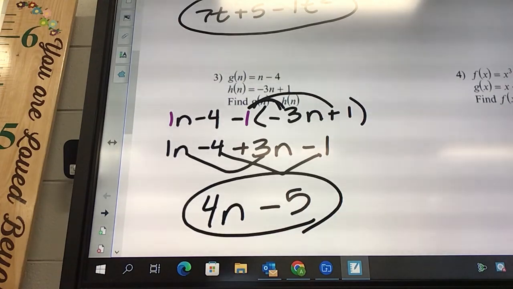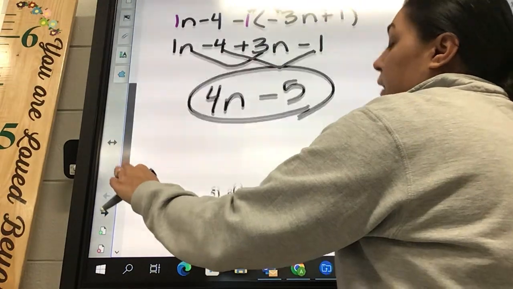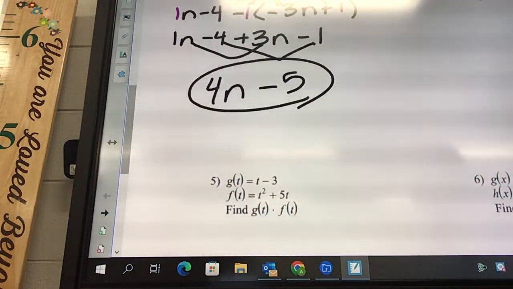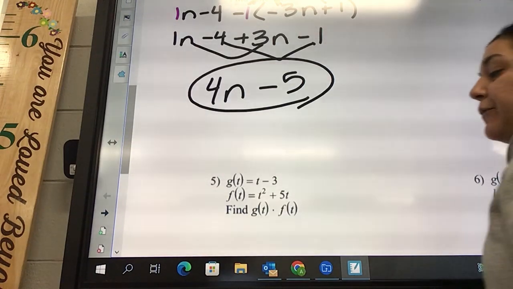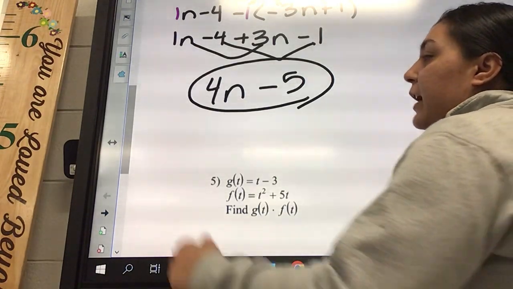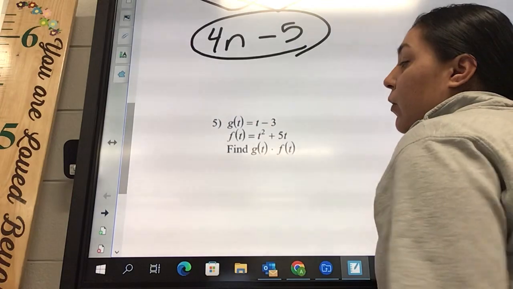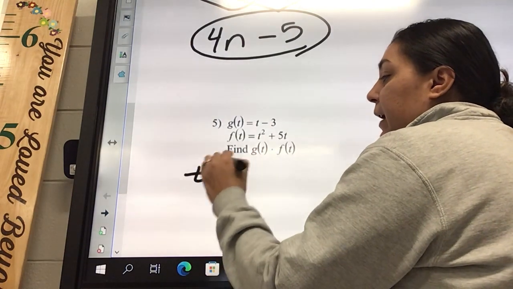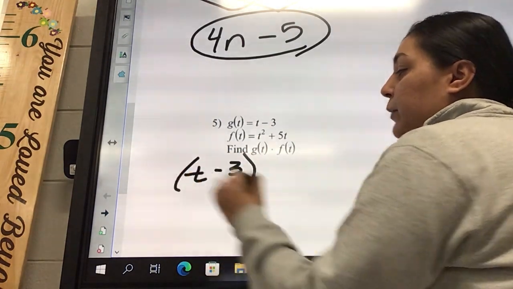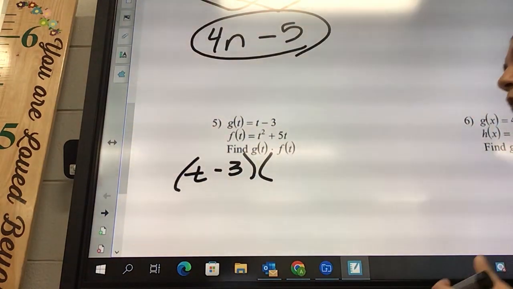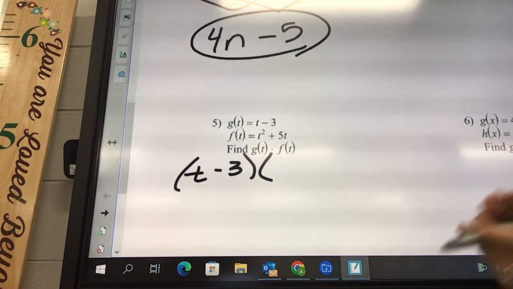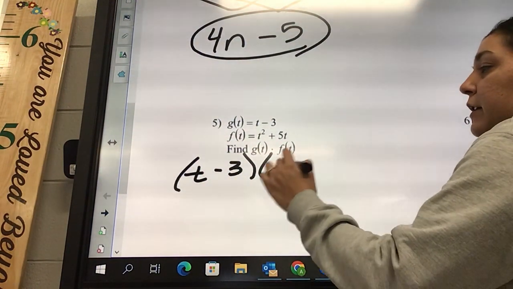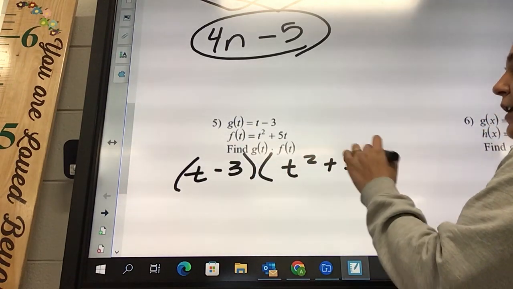Okay, 5. It says g of t times f of t. Okay, so we got g of t is going to be t minus 3. We're going to put that in parentheses. And really, when you put two parentheses next to each other, that means times. So times t squared plus 5t.